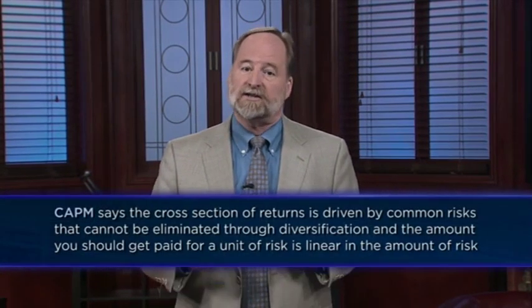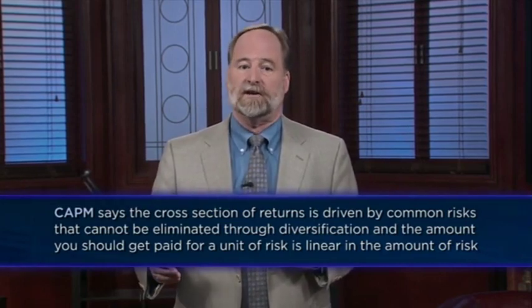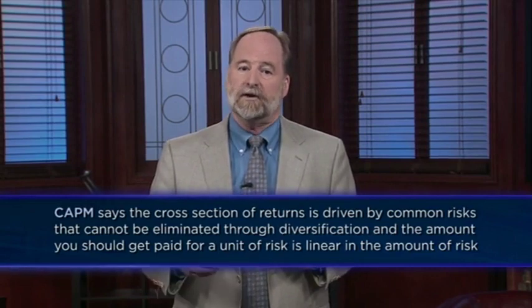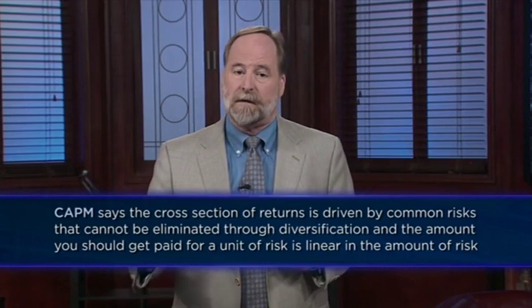We will discuss later whether CAPM does a good job at explaining the cross-section of returns. For now, let's just bask in the glory of the intuition that it provides. What CAPM says is that the cross-section of returns is driven by common risk that cannot be eliminated through diversification. It also says that the amount that you should get paid per unit of risk is linear in the amount of risk that you have, in its beta. Thus, if a security has half a unit of market undiversifiable risk, then its expected return in excess of the risk-free rate should be half of what you get with a whole unit of common market risk.